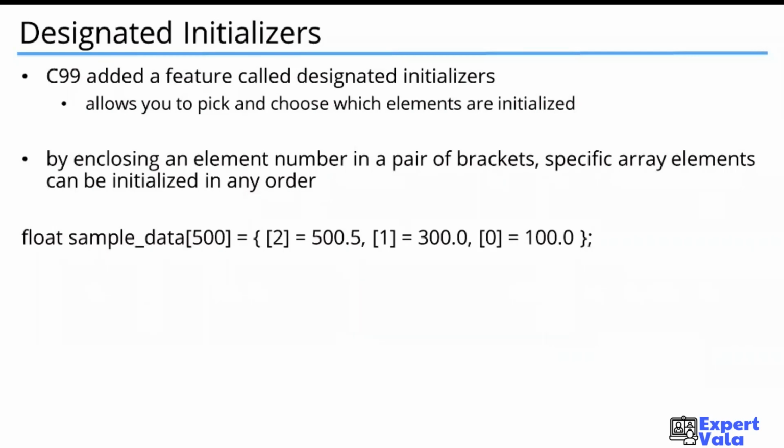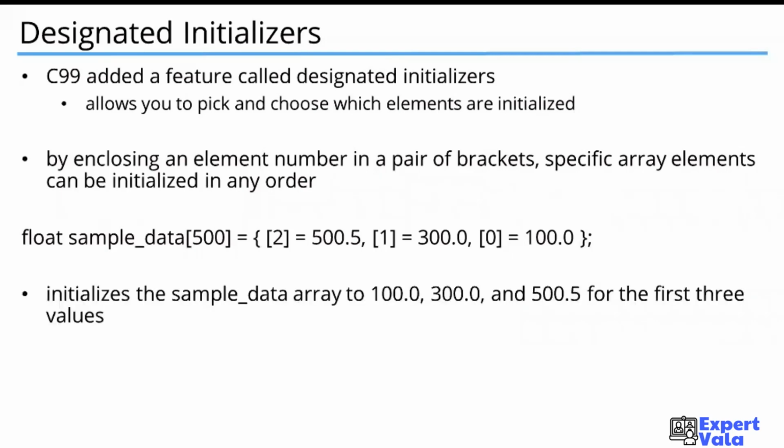here inside of our curly braces, we have additional indexes. We have our brackets: sub 2 equals 500.5, sub 1 equals 300.0, and sub 0 equals 100.0. They are separated by commas. All this is doing is specifying the same thing that we had in the previous example, but it's doing it in a different order.